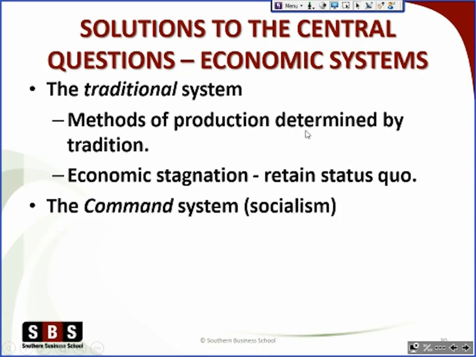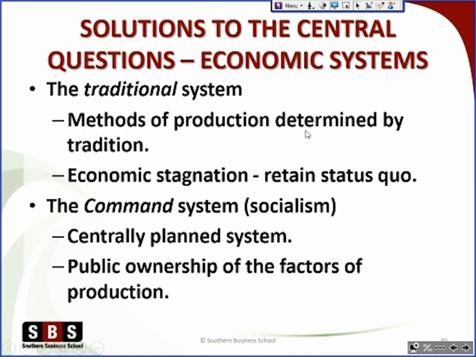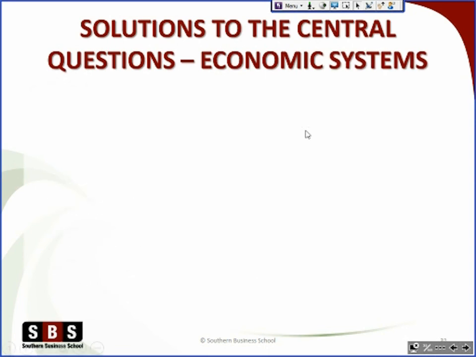Okay. And the command system, it's a socialistic system. It's a centrally planned system like Russia, for instance, with public ownership of all the factors of production. So the state decides exactly what needs to be produced, how much, and they distribute it amongst all the people equally. So the main attribute of a socialist system is that it's a centrally planned system. So in a true and false question, you may be given a statement saying the command system is a decentralized planned system. And then it's false, because it's got to be a centrally planned system. You've got to recognize that. Everybody okay?